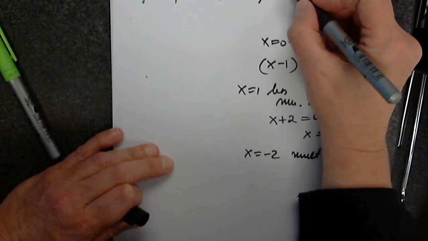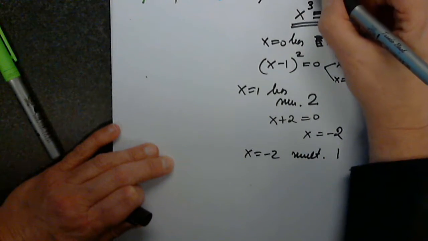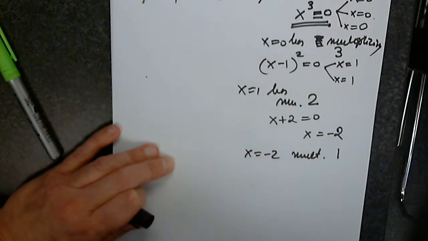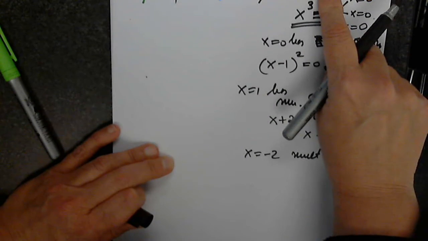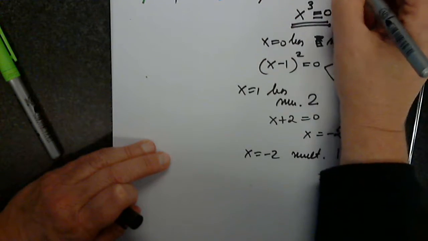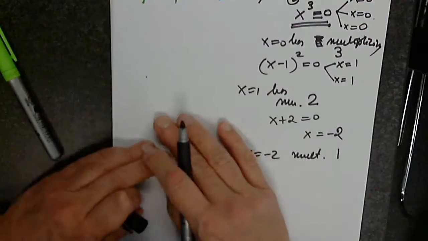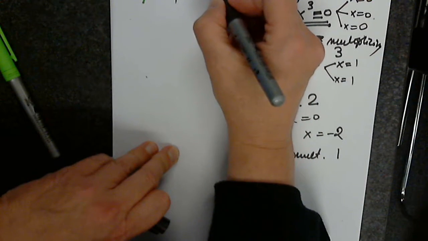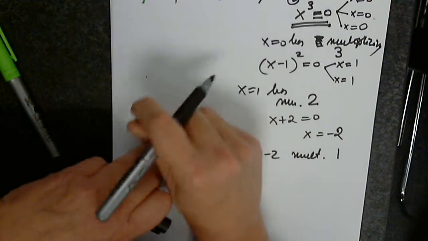What about this? 2. What about this? It's only one solution in there. Exactly, 4, because it goes very smoothly. So multiplicity 4 here, multiplicity 2 here, multiplicity 1 here, multiplicity 3 here. What about this one? 5.